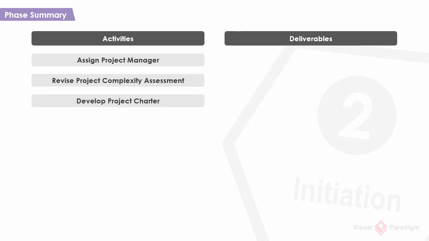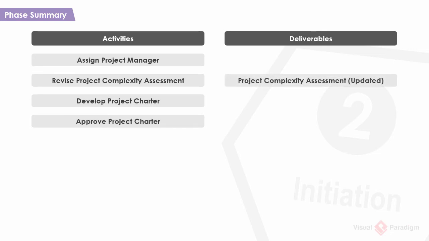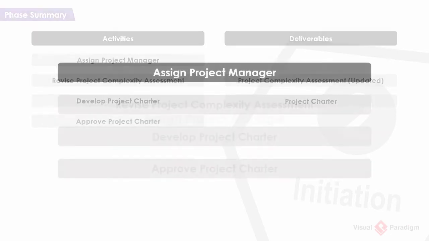After that, the project manager will develop the project charter document. We will talk about this activity in detail. Finally, the project charter will be reviewed and approved by the approving authority and project sponsor. And these are the deliverables output from those activities. Let's go through the major activities now.